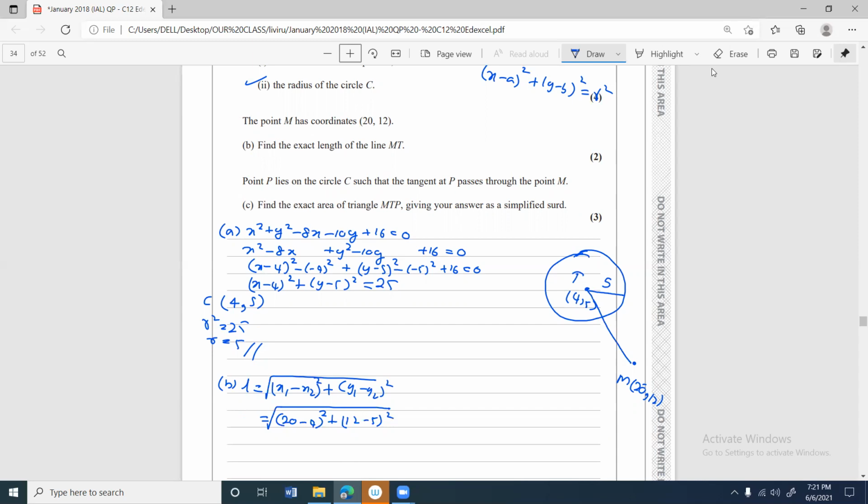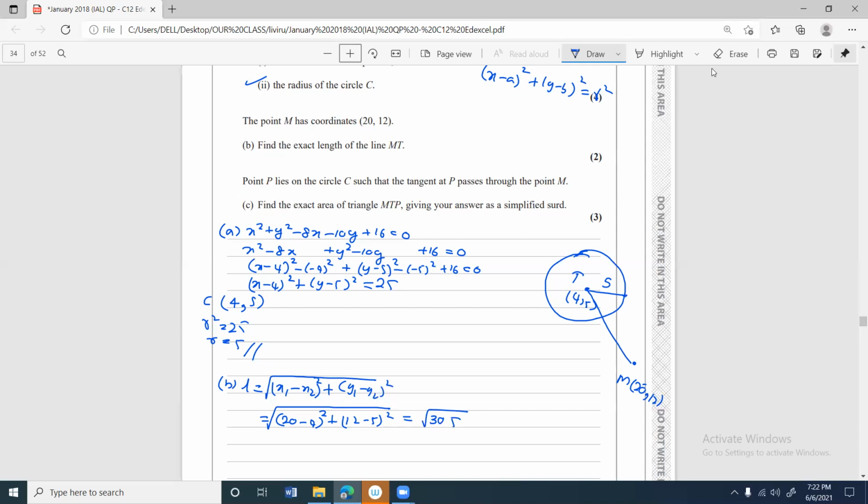Find the exact length of line MT, to get the answer square root of 305. Just keep this answer in this format. To make sure, it is 16 squared plus 12 minus 5, which is 7 squared, so 305. Keep it as it is. Then they mention point P lies on the circle C such that the tangent at P passes through the point M. Find the exact area of the triangle MCP.